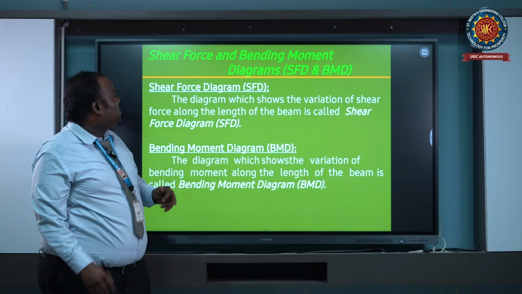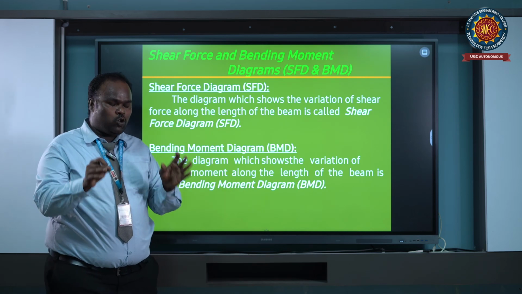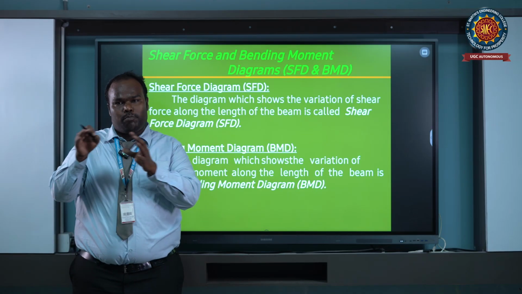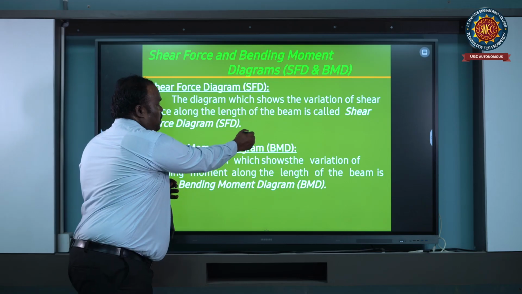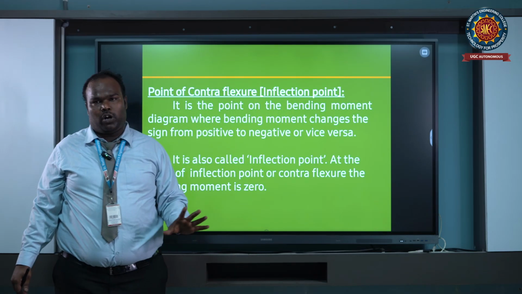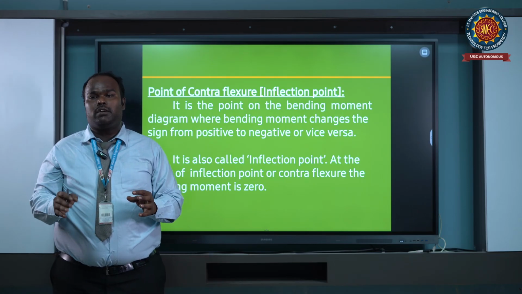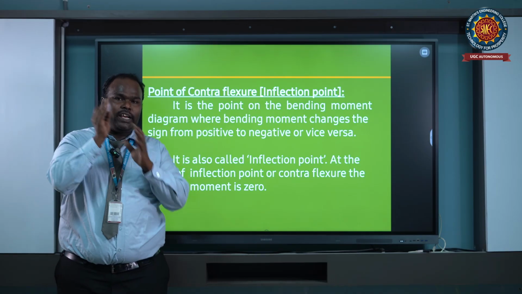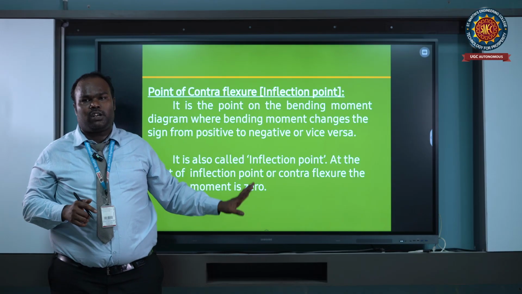And next one, the shear force and bending moment diagrams show the representation of the shear force and bending moment throughout the beam with the line of action variations. And next one, point of contraflexion or point of inflection. It means the bending moment sign changes from positive to negative or vice versa, negative to positive. That point is called the point of contraflexion or inflection.